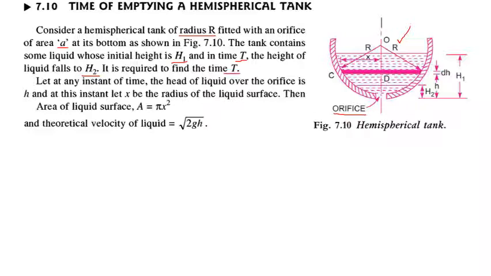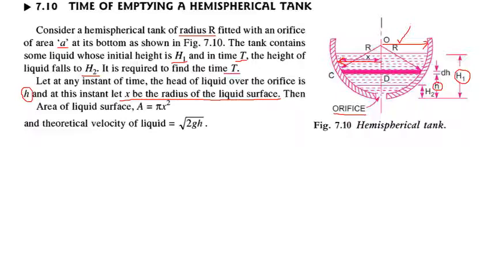At any instant of time, the head of liquid over the orifice is small h, similar to the derivation we have done just before. And x is the radius of the liquid surface at that point of time. First the height was h1. After some time, the height reduced to small h. At that point of time, the radius of the surface has changed from the initial radius to x.